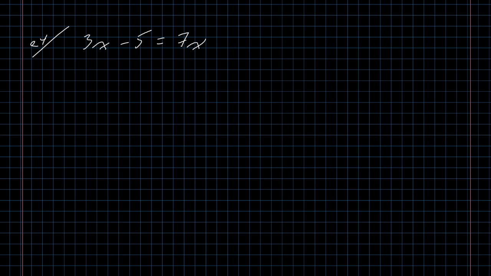You've got a couple of options here. I'm going to stick with, let's move the variable to the left-hand side, which means I need to subtract 7x from both sides of the equation. 3x minus 7x is negative 4x. 7x minus 7x is 0. There's nothing else over there, it's just 0.